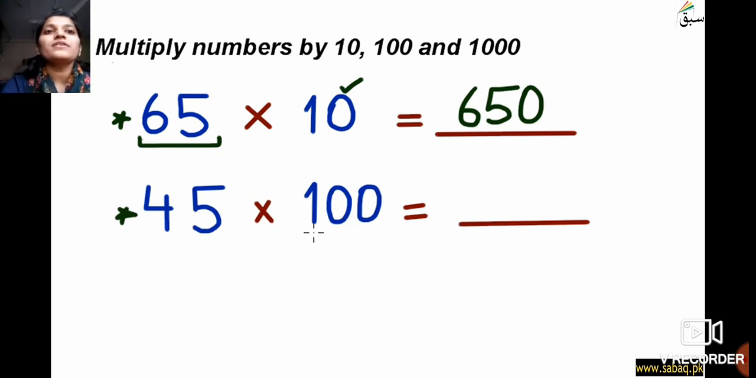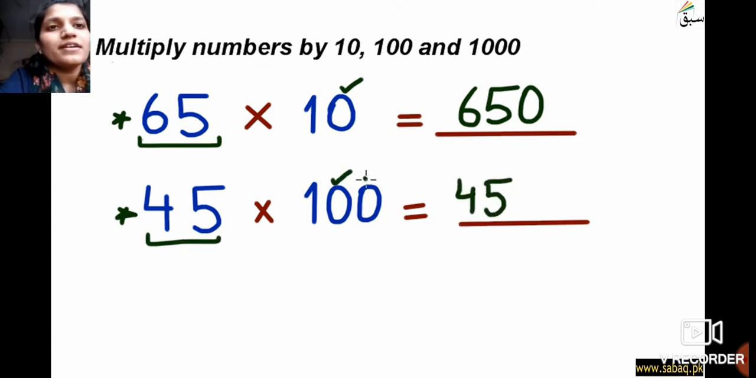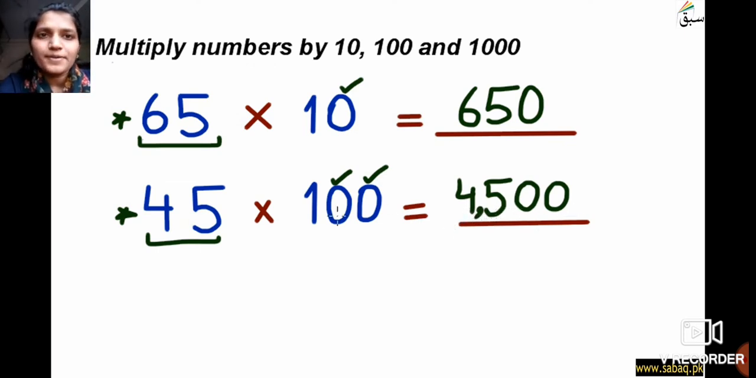Now we are going to see 100. Here we have the example 45 into 100. Students, we are going to take 45 as it is in the answer. And now we can see that in 100 there are 2 zeros, right? So we are going to give 2 zeros after 45. So our answer is here. That means it is a very easy method to multiply numbers by 100. You just have to write the number as it is, then give 2 zeros.